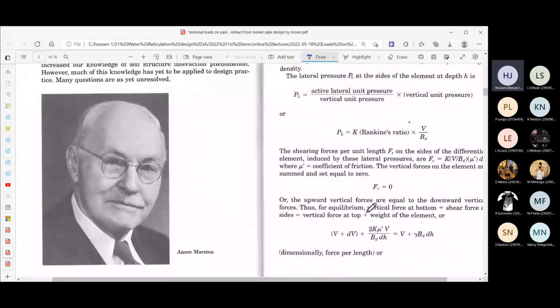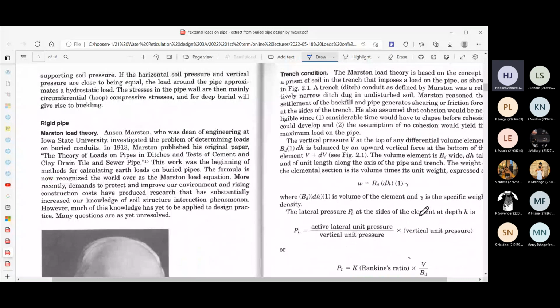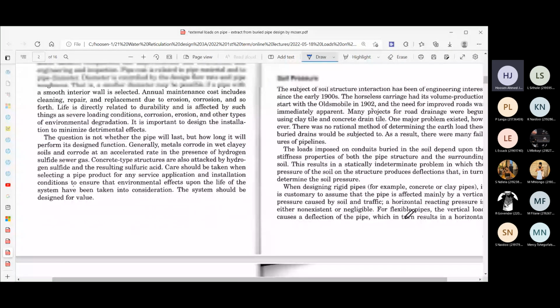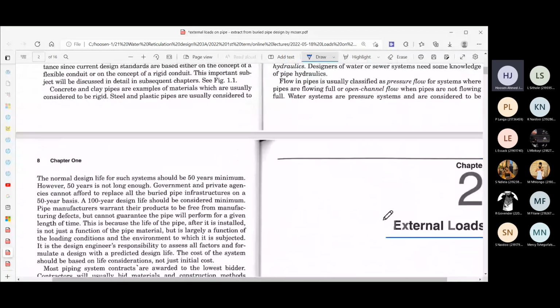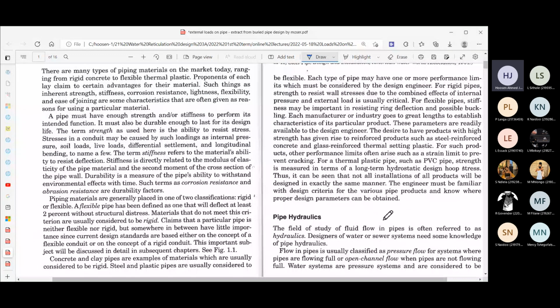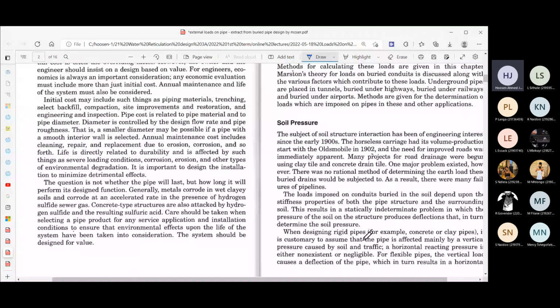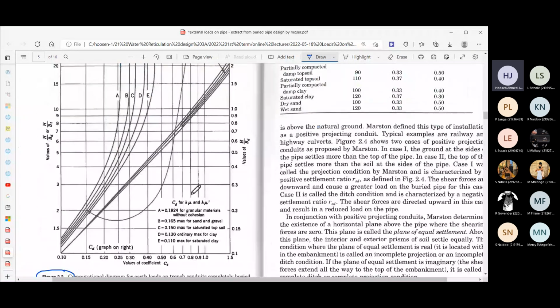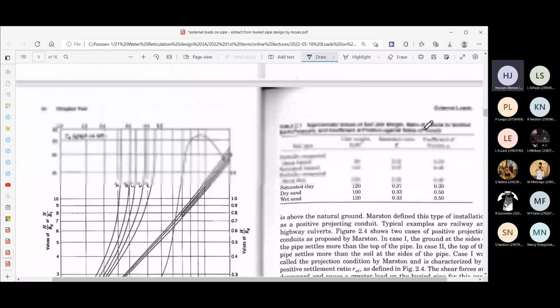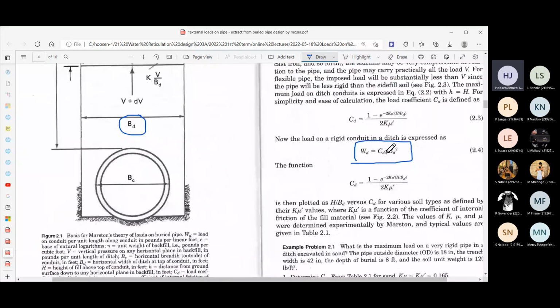About this, depending on what type of soil you have, there is somewhere here that they talk of the discussion for those values. I don't waste time on that, but you can. You use this graph over here, figure 2.2, and you would be able to read off the C value and plug it into the formula. That's the unit weight of soil, and then the B is the trench width, and that would determine the load that would be transferred onto the pipe in kilonewton per meter.